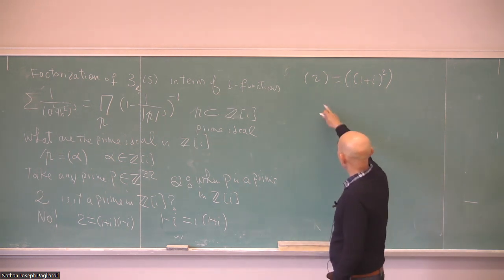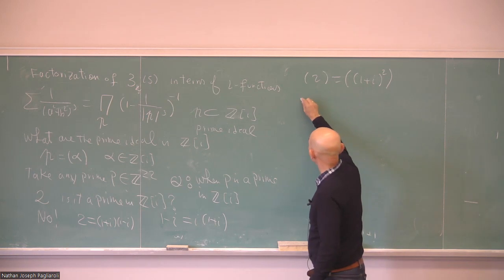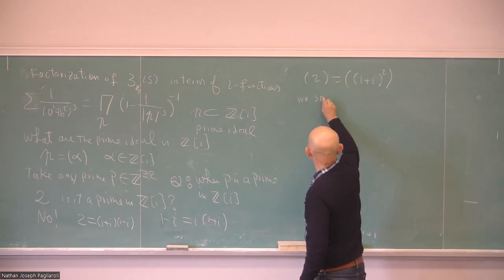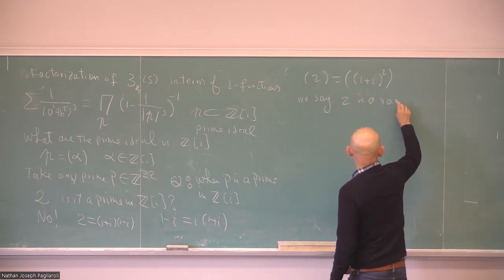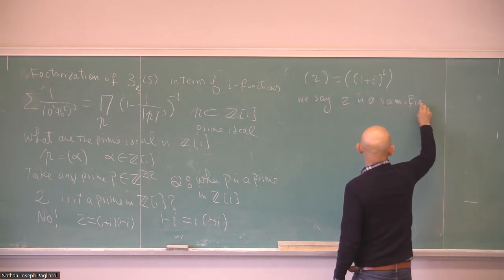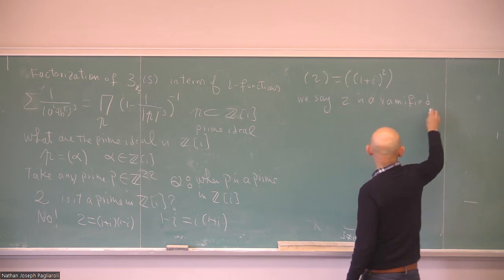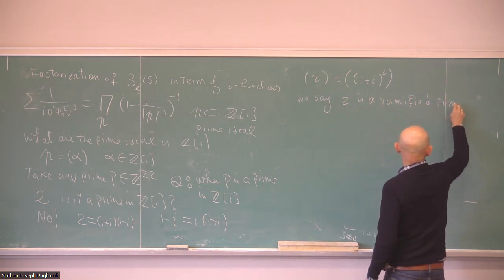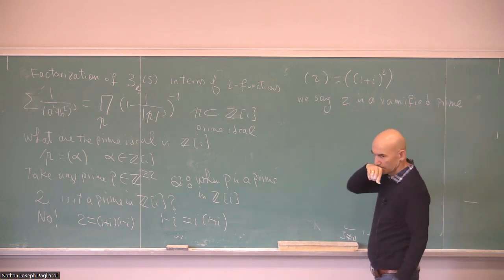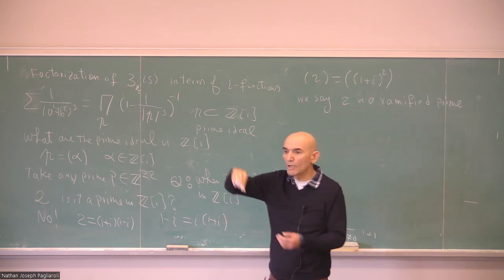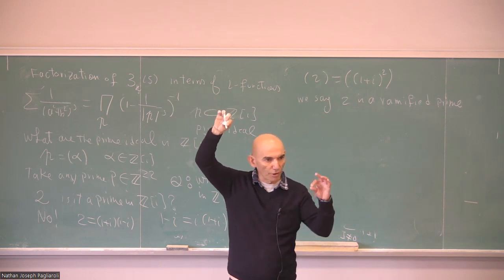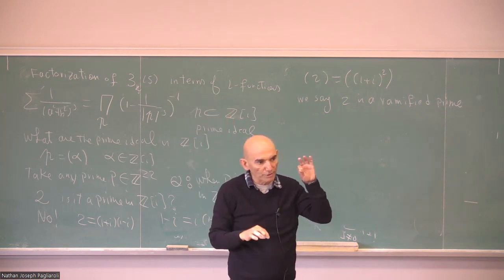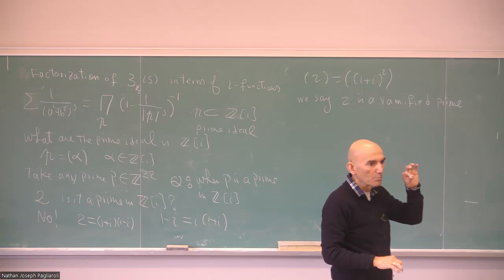So such primes are called ramified. We say 2 is a ramified prime. When you look at it inside the bigger one, it's really like an image of 2 points coming together. But these two points are the same.